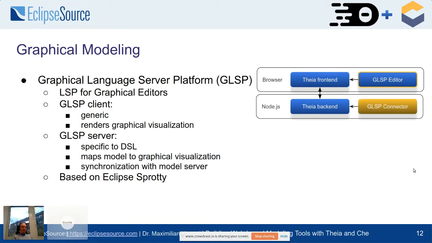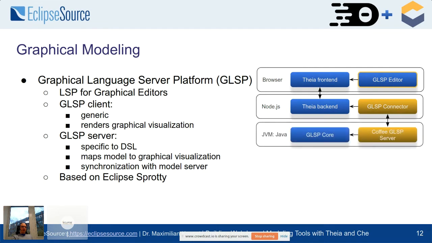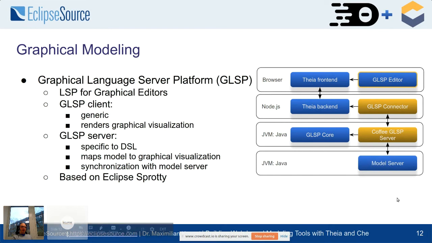And then in the backend, we have a GLSP connector. And that's where the GLSP editor connects to. The connector is responsible for maintaining a relationship with the Coffee GLSP server, which is implemented in Java. The Coffee GLSP server is a custom component that's specific for that particular DSL. It can use components from GLSP core to achieve that. And it, in turn, connects with the model server again.